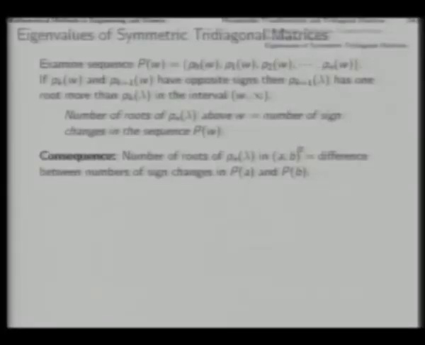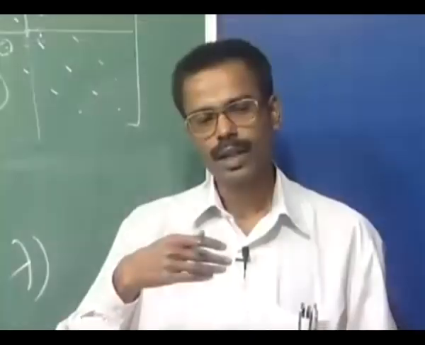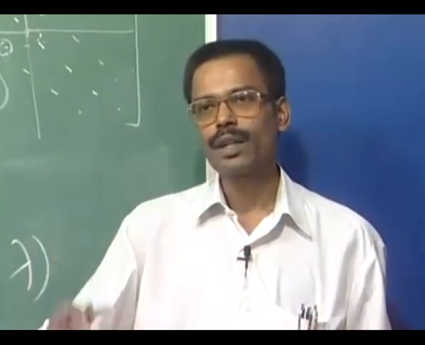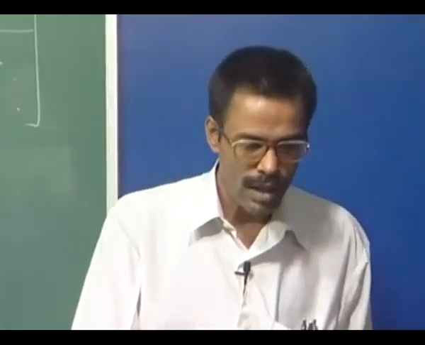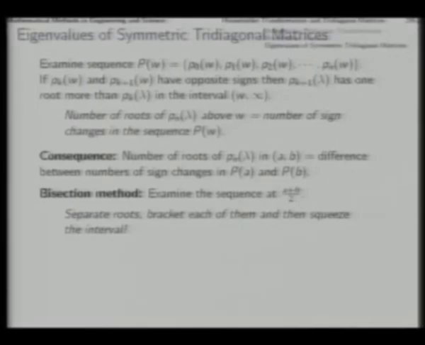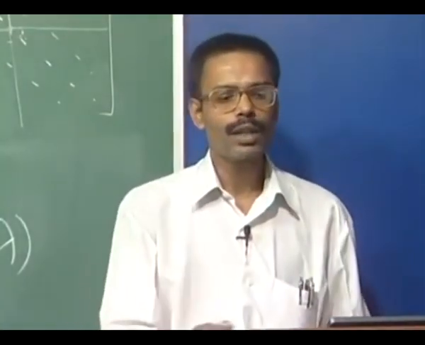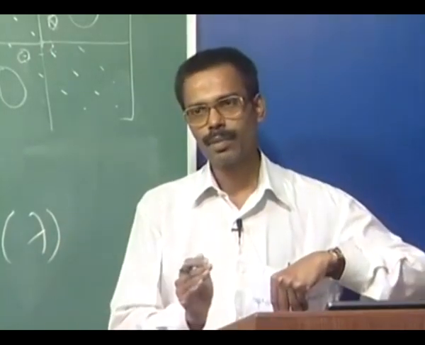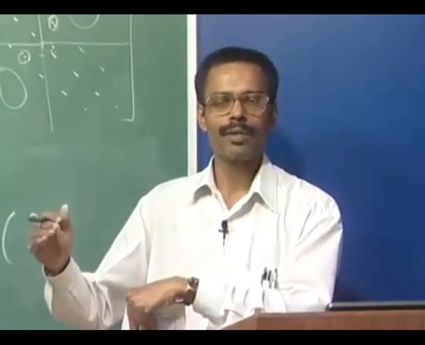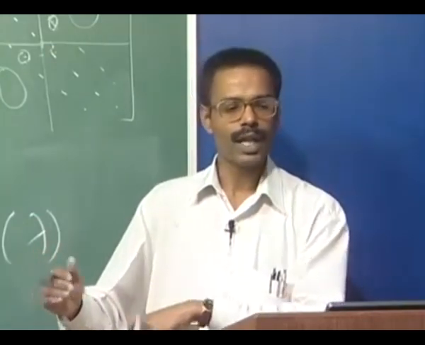If at a particular value in this entire investigation, Pn turns out to be 0, we know that value is a root. After finding how many roots are in the interval AB, we can consider (a plus b) by 2 and see out of those roots, how many are in the lower half, A to (a plus b) by 2, and how many are in the upper half, (a plus b) by 2 to B, and so on.